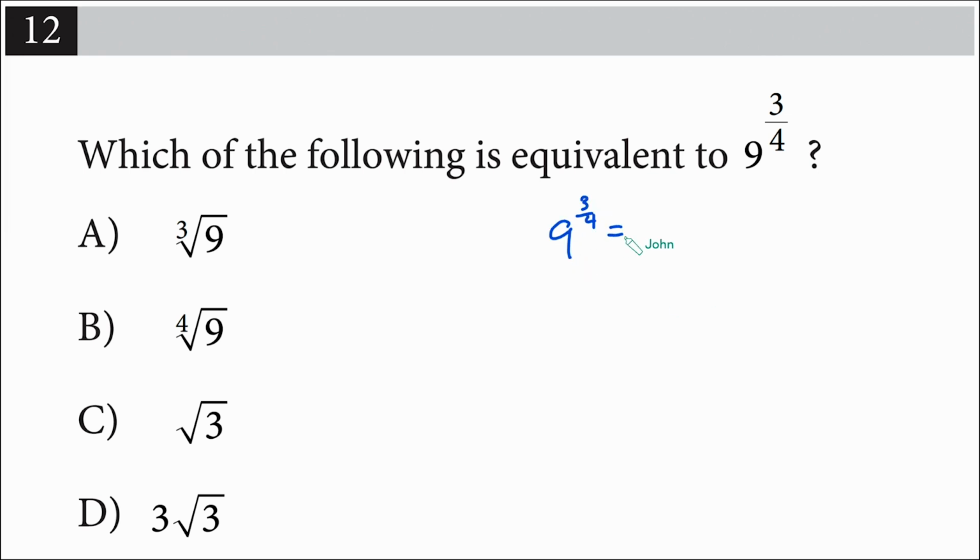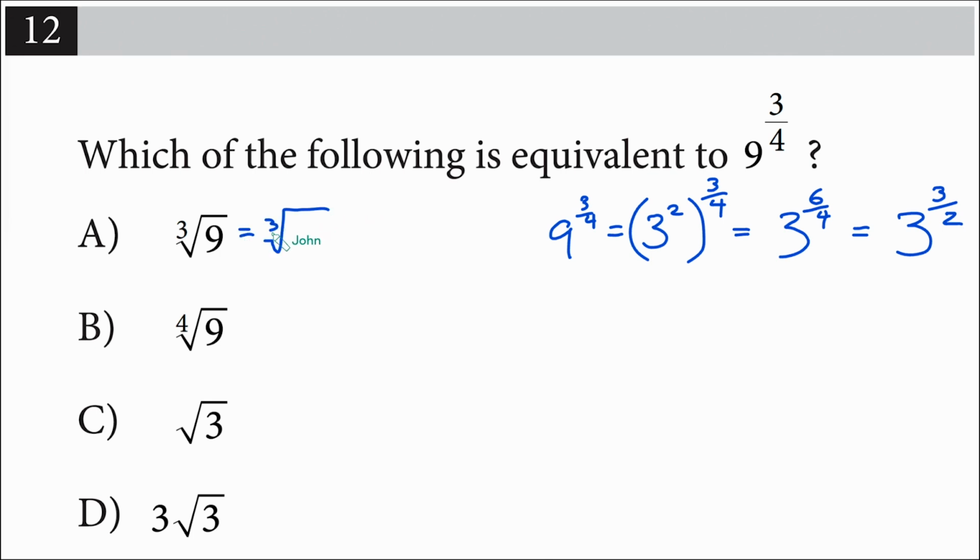First, we have 9 to the 3/4, which is 3 squared to the 3/4. Then multiplying and reducing these exponents gives us 3 to the 3/2. For answer choice A, we can express this as the cube root of 3 squared, or 3 to the 2/3. That's not it. Answer choice B is the fourth root of 3 squared, or 3 to the 1/2.